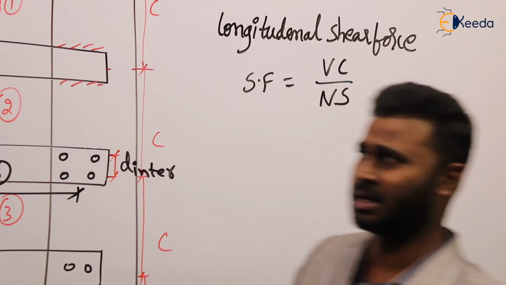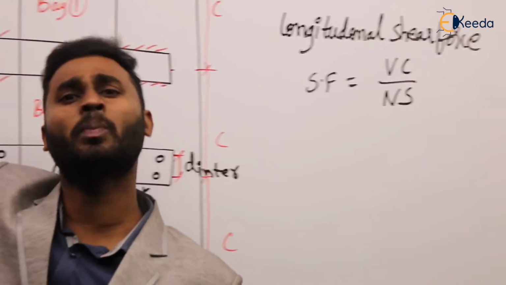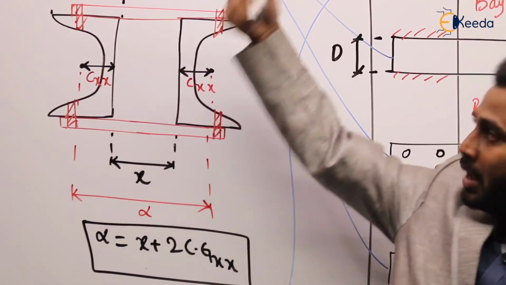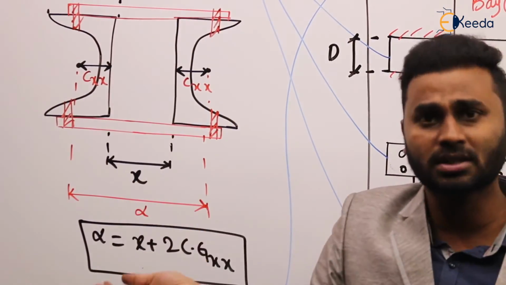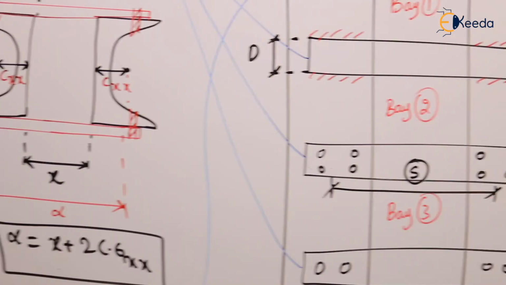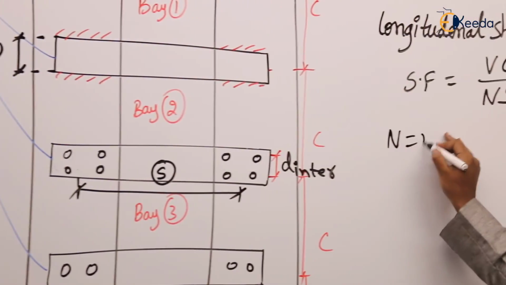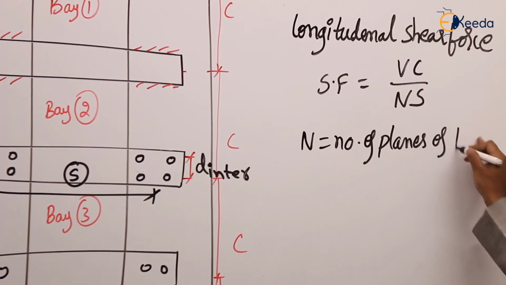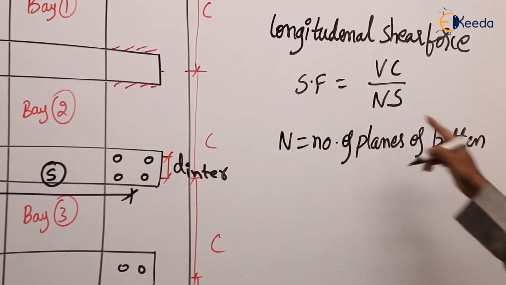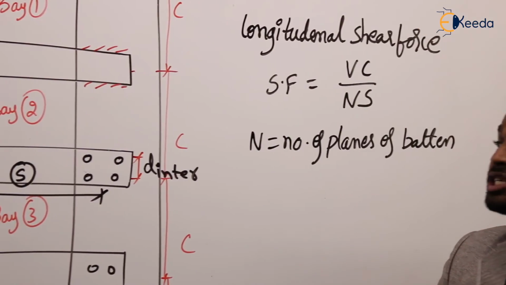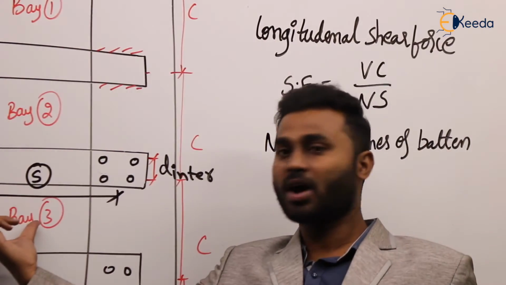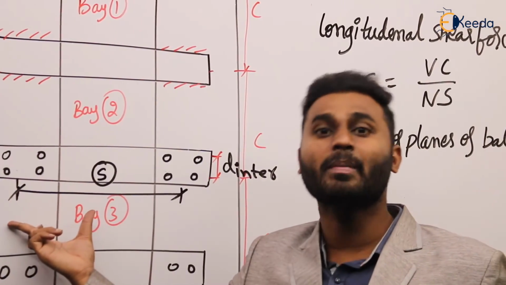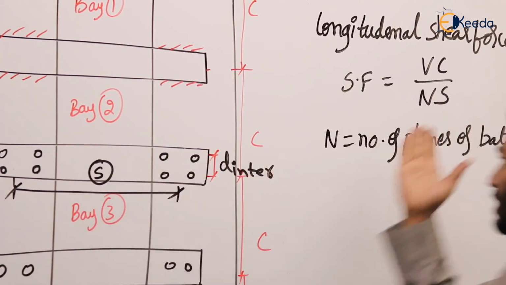Agree. So how many planes are there here? If you see in this diagram, two planes. Agree. Here, for connecting these two flanges, one plane, and the other two flanges, another plane. So here two planes of battens are there. So N is the number of planes of batten. And what is S? S here is the spacing between the centroids, or you can say the distance between the centroids of the connections of a batten. Agree, that is S. So everything in this formula is known to us.